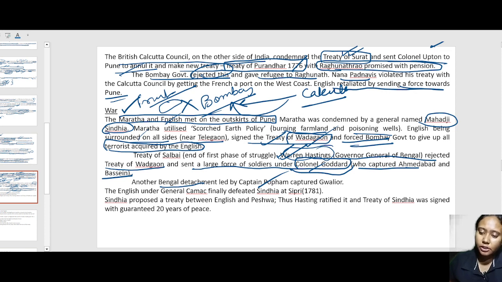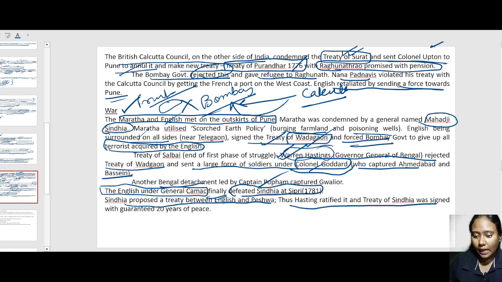The English under General Camac, very important, what did they finally do? Finally defeated Scindia at Shipri in 1781. Scindia proposed a treaty between the English and Peshwa. Thus Hastings ratified it and the Treaty of Salbai was signed under the guarantee of 20 years of peace. So lastly Scindia was defeated. Scindia proposed a treaty with the English, and that guaranteed 20 years of peace between Maratha and the English.